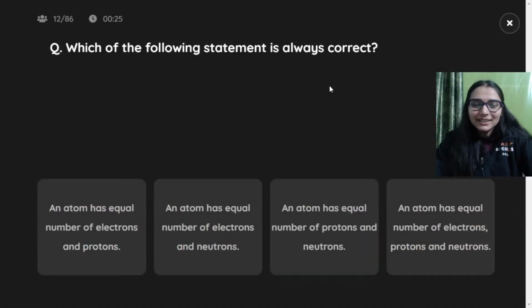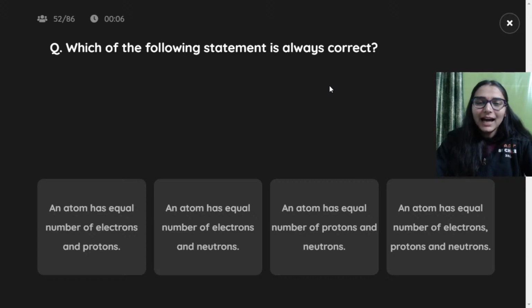Which of the following statements is always correct? An atom has an equal number of electrons and protons. An atom has an equal number of electrons and neutrons, equal protons and neutrons, or equal electrons, protons and neutrons. Think of an example.